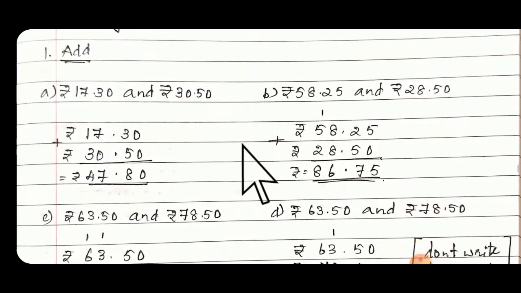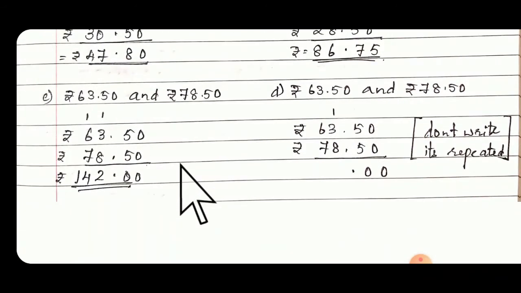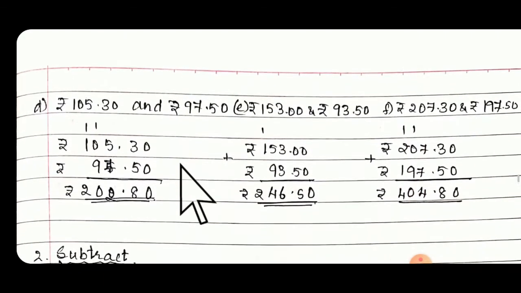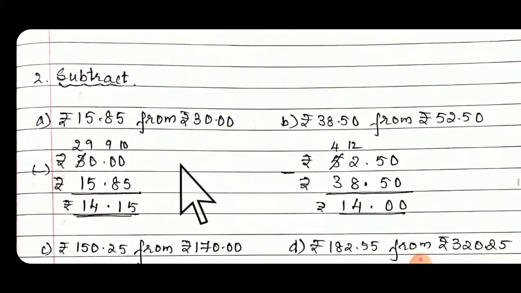Activity 3. Add rupees 17 and 30 paise and rupees 30 and 50 paise. So place the digits properly. 17.30, then 30.50. Add it, you will get the answer. It is regular addition. Then subtract. In the subtraction, the word from is given, so the second term will come first, then below that the first term. Subtract it, you will get the answers.